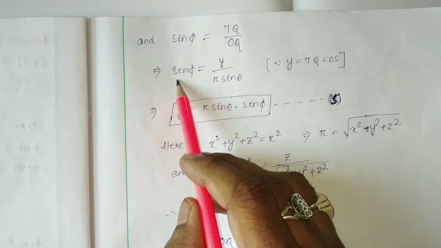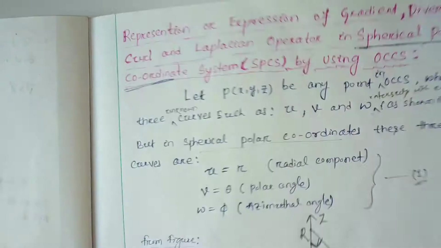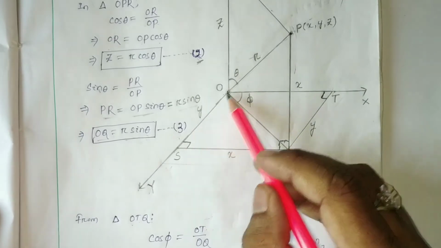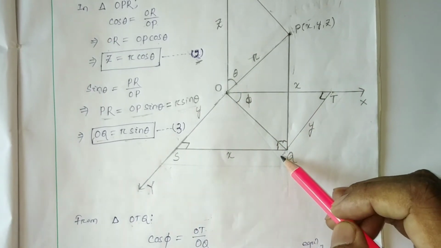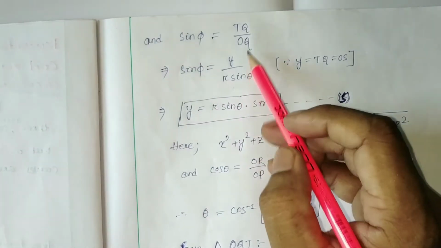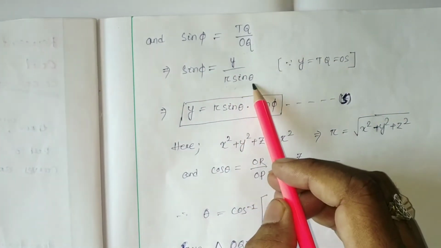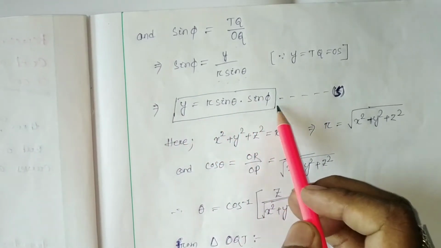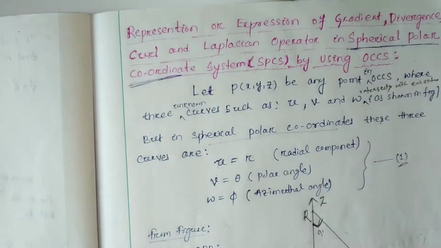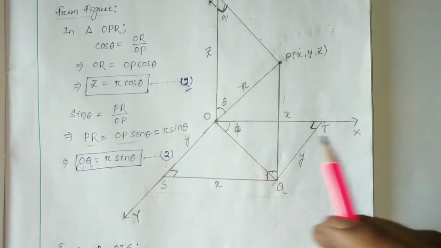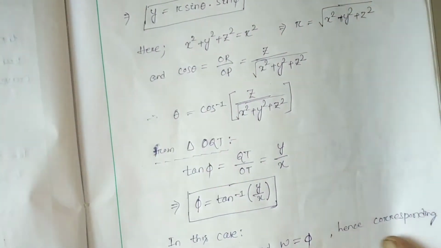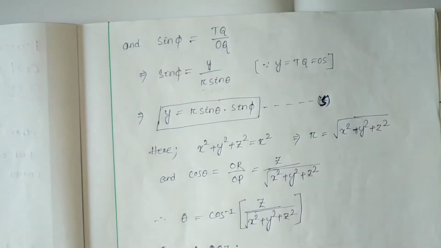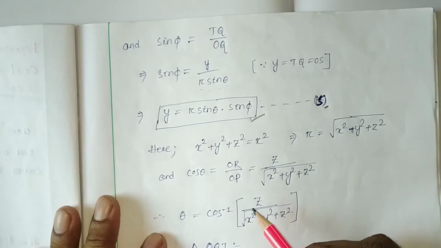So that implies sin phi will be TQ, which is nothing but what? Y. Here you can see OS is nothing but TQ. If this is Y, this is also Y, right? So Y by OQ. OQ we found how much? R sin theta. So Y by R sin theta. So that implies Y will be R sin theta sin phi. So here X component and Y component in the spherical polar coordinate system, we found R sin theta cos phi as the X component and R sin theta sin phi as the Y component. Let this be your equation number 5.